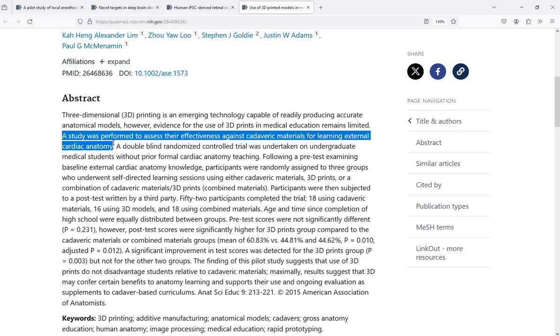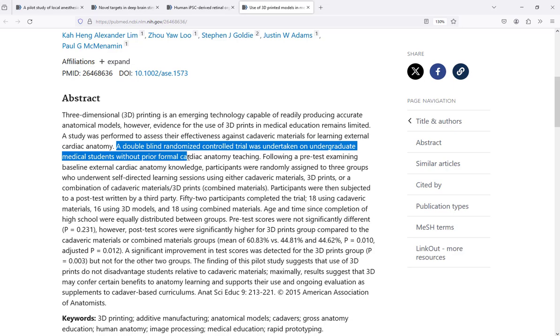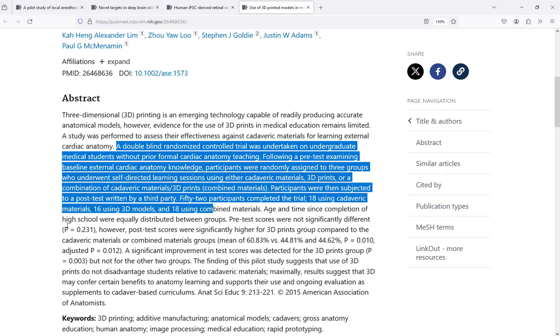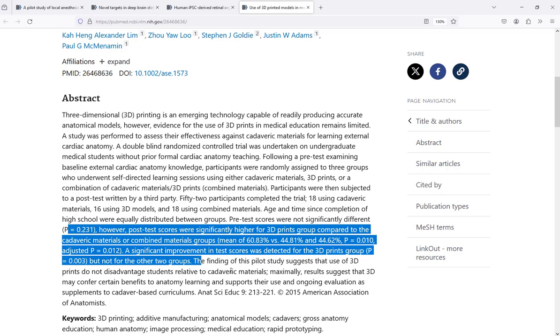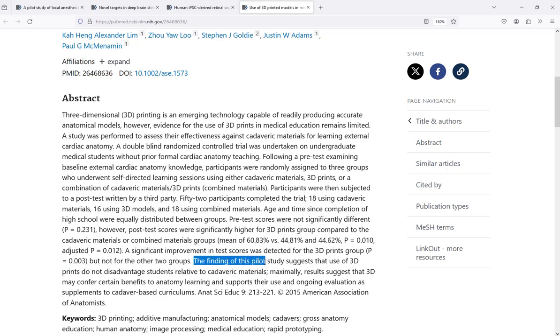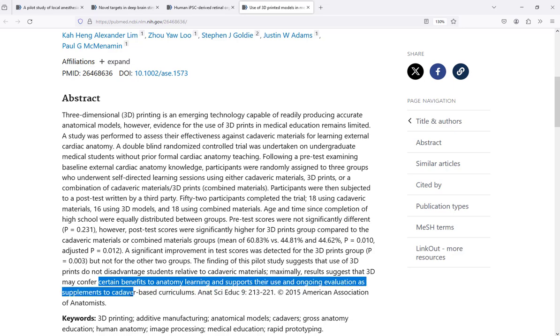A study was performed to assess the effectiveness, right? Then they take off. They give their methods, they give their results here. They give a conclusion. This finding suggests that blah, blah, blah. And what's the impact? Benefits to anatomical learning and supports their use in ongoing evaluation to supplement cadaver-based curriculum. It's not a huge punch. It doesn't save the world, but it's very important to people who care about anatomical learning. So again, they put the punch at the very end here.